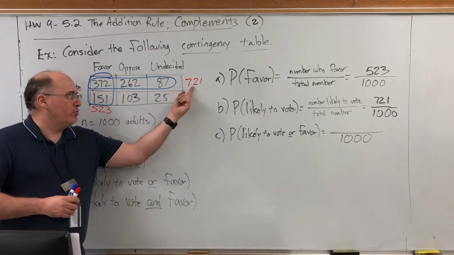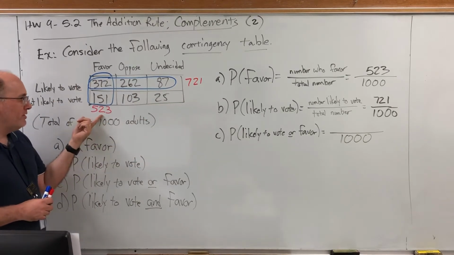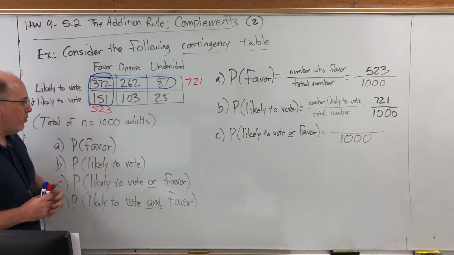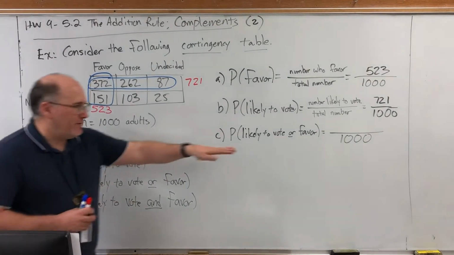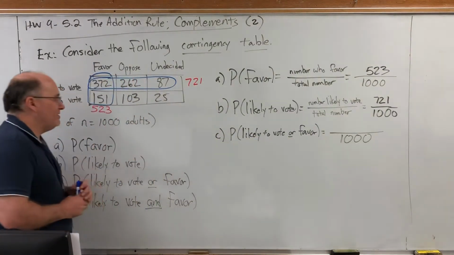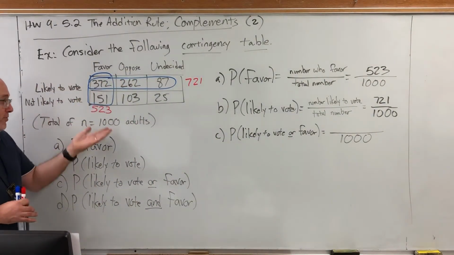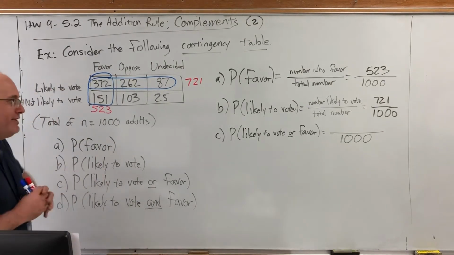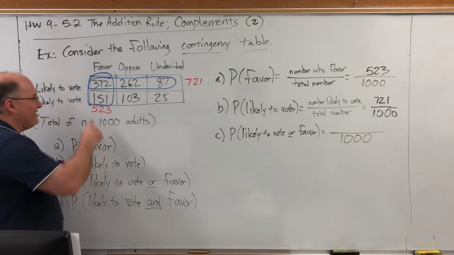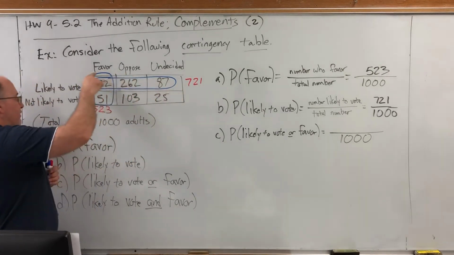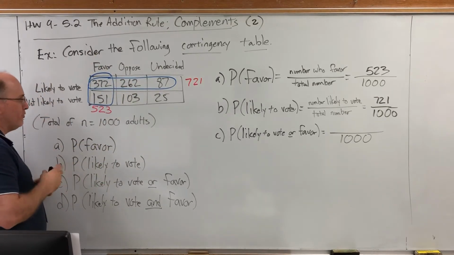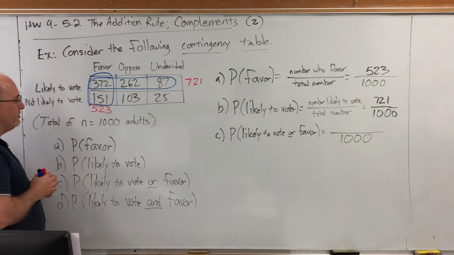Because if we add 721 and 523, that's going to be more than 1,000. It's going to be 1,244. Probabilities can't be bigger than 1. Plus, there's not that many adults. It's a greater number than the number of voters, which I guess in some parts of the country that can happen. But I digress. So why is adding the 721 for the likely voters and the 523 for the number who favor the proposition not the best strategy? The answer is we double counted somebody.